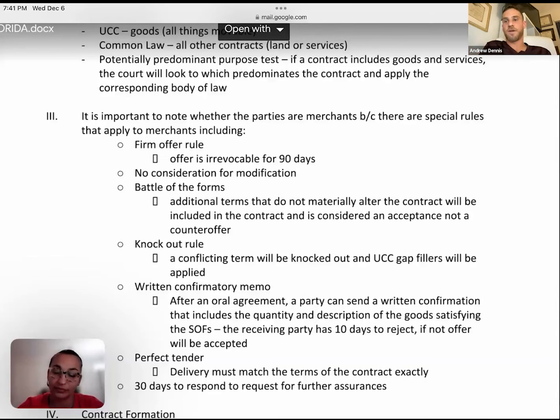So how do we write right here? Additional terms that do not materially alter the contract will be included in the contract and are considered an acceptance, not a counteroffer. So when Grace said, I accept the offer to buy 10 pens, we're going to use Helvetica. Under the UCC, assuming we're both merchants, assuming that's not a material term, we will have a contract with Helvetica.